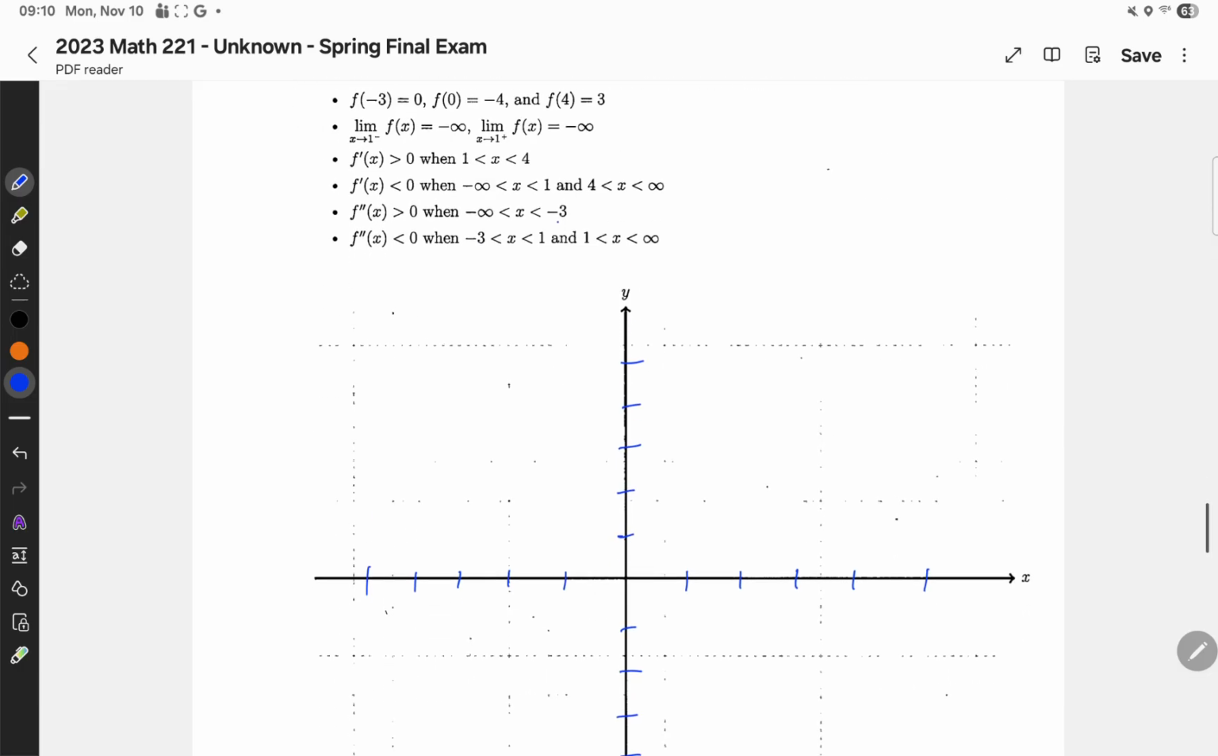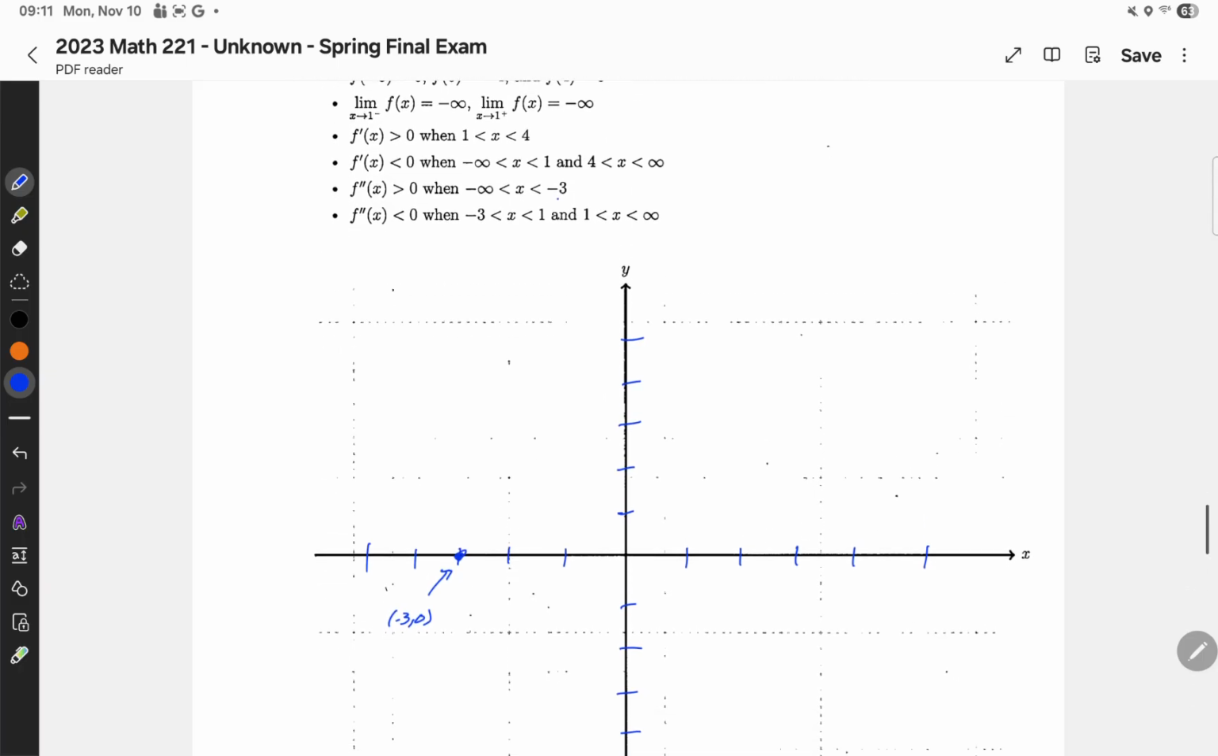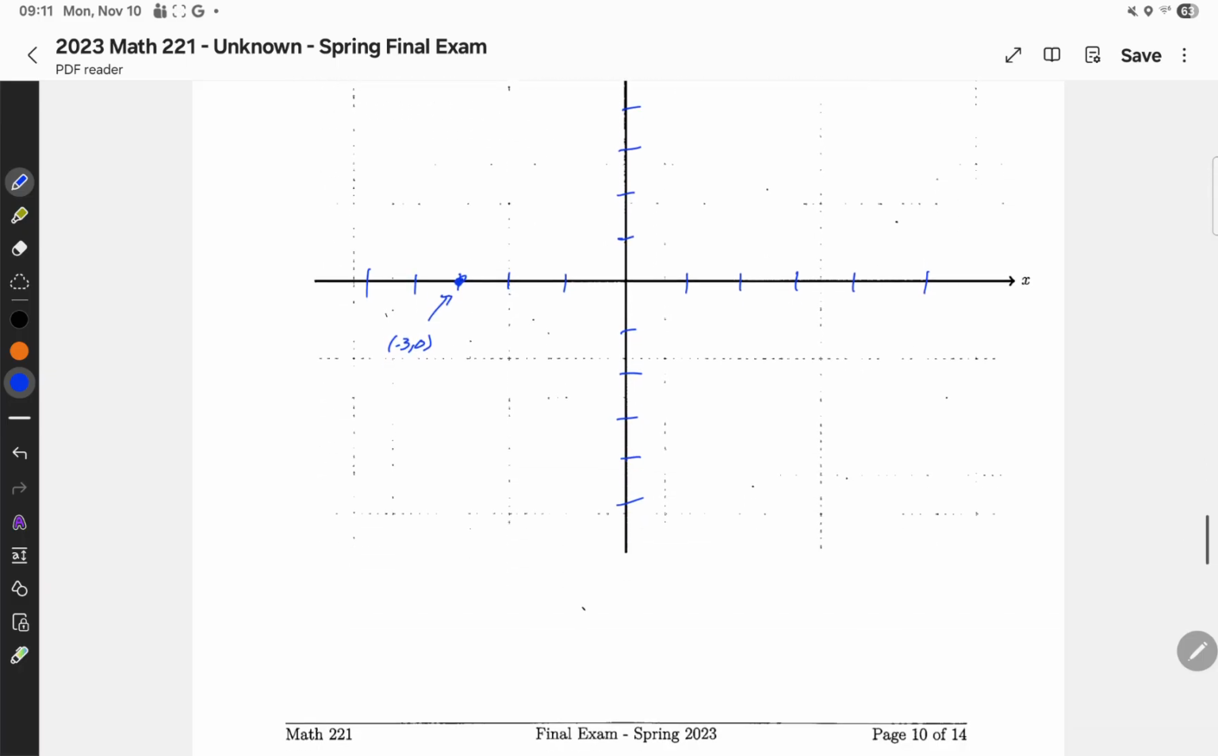f of minus 3 is going to be 0. So I'll put a point right here. And I'll put a little arrow so we know minus 3, 0. All right, we also have f of 0 is minus 4. So that's going to be down here. f of 0 is minus 4.